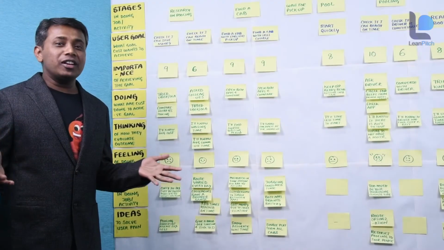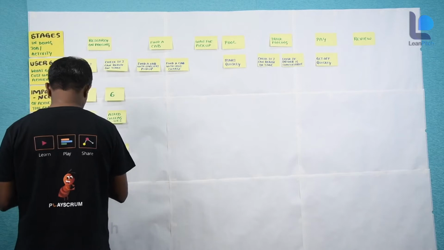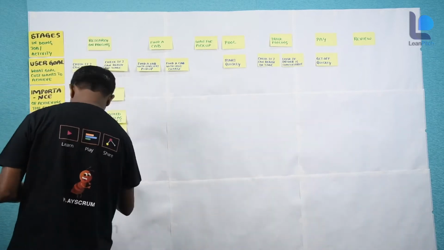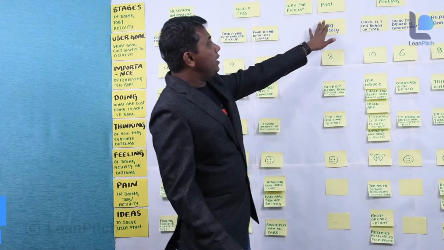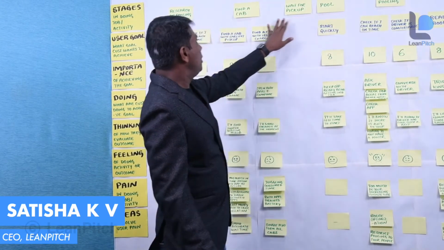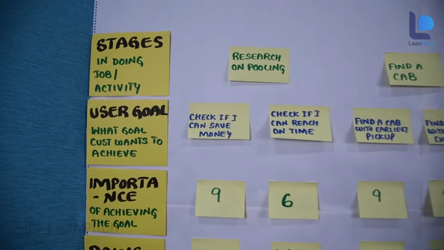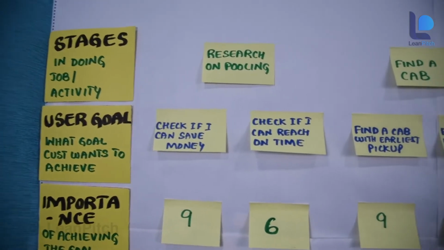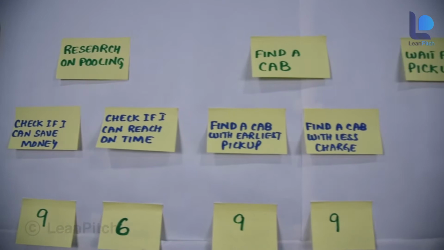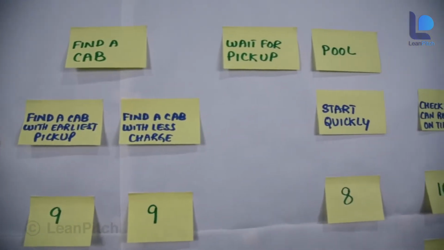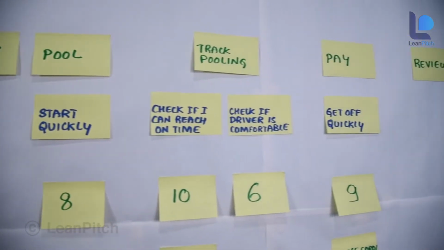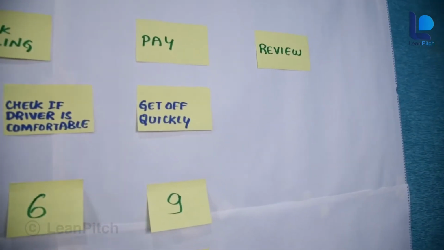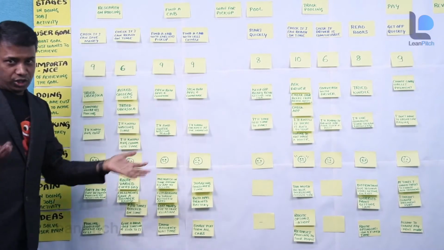Okay, so after having a conversation with JP, one of the carpoolers, this is what I have captured: the entire journey of carpooling. Pool is the execution job, and then the pre-execution jobs are researching on pooling, whether to do it or not, finding a cab, waiting for pickup, and then once he gets into the cab, tracking the pooling, and payment and review. So that is what I captured as stages.